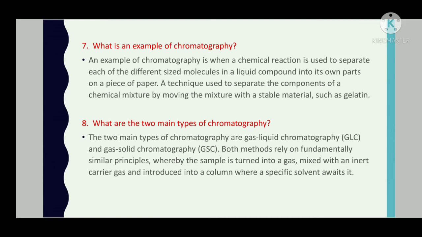What are the two main types of chromatography? The two main types of chromatography are gas liquid chromatography, GLC, and gas solid chromatography, GSC. Both methods rely on fundamentally similar principles whereby the sample is turned into a gas, mixed with an inert carrier gas and introduced into a column where a specific solvent awaits it.